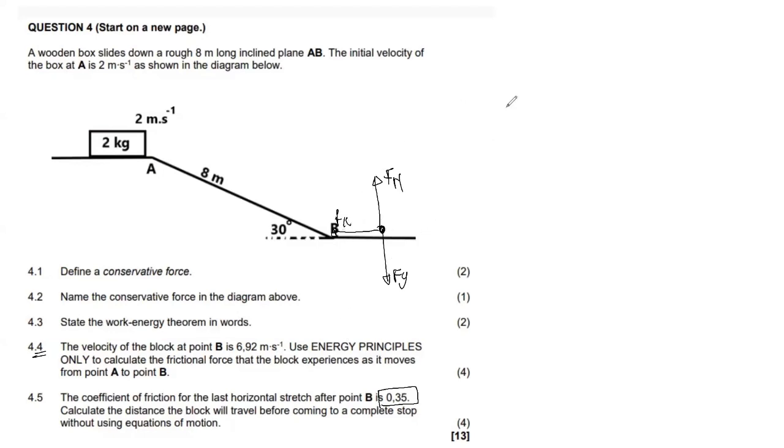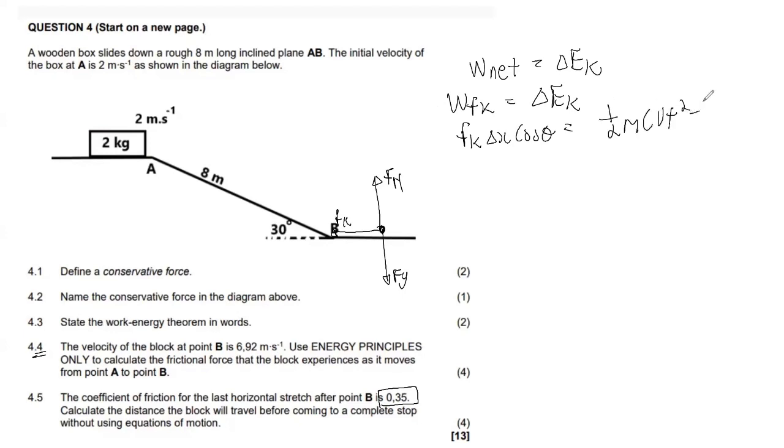Since now it's on a horizontal stretch, I like to just go with W net is equal to change in EK. I won't be using the change in EP because we do not have any relative height, so your change in P will just be 0. Your W net, remember, is only represented by the work done by FK, and this is equal to change in EK. At this point, we want to break this down. This is FK delta X cos theta is equal to half M VF squared minus VI squared.